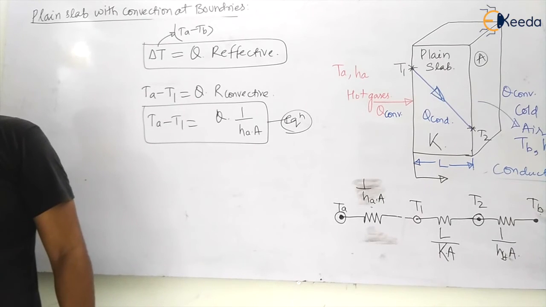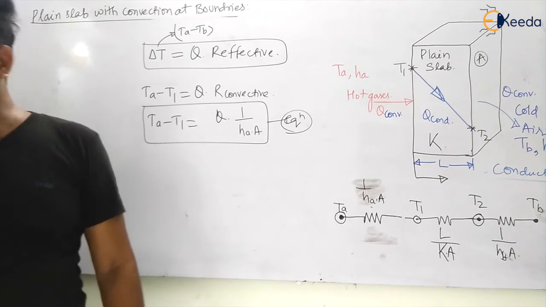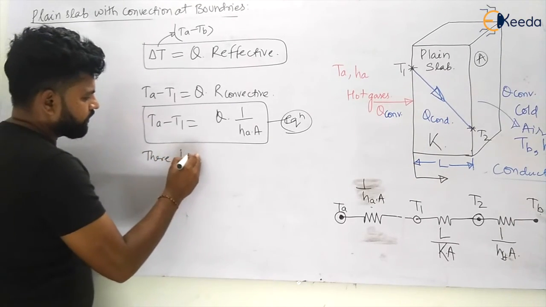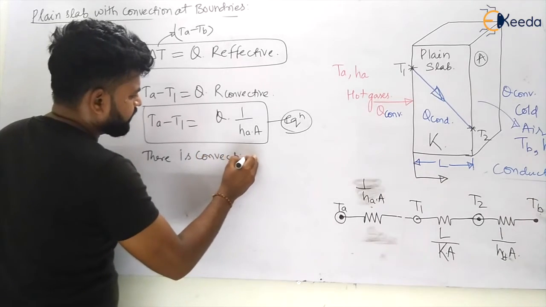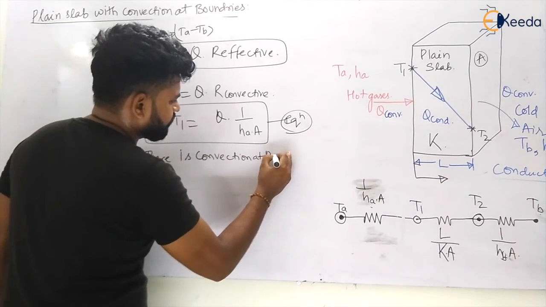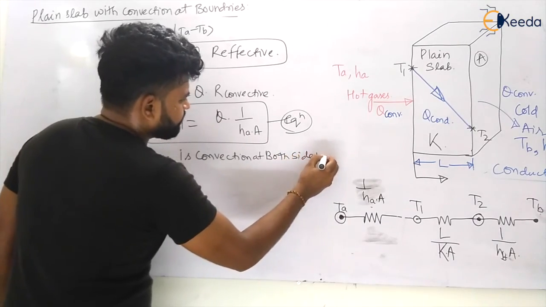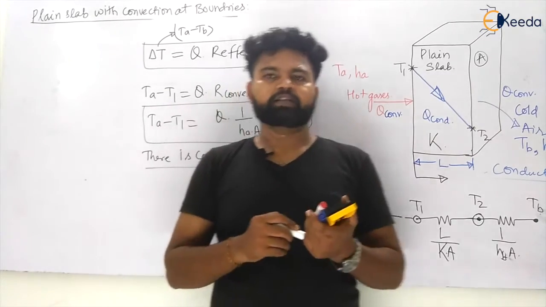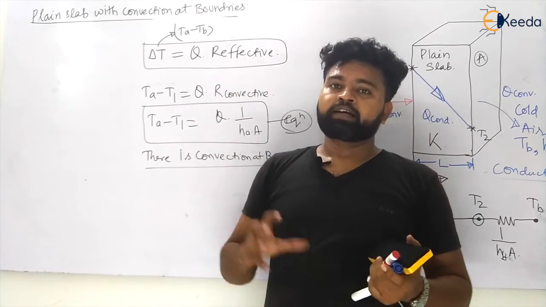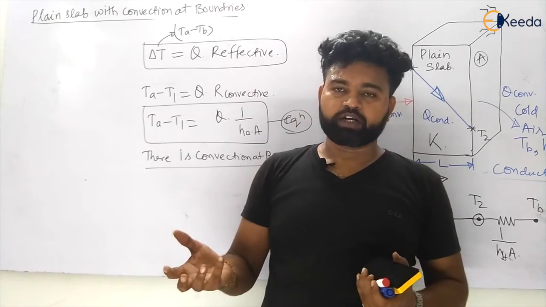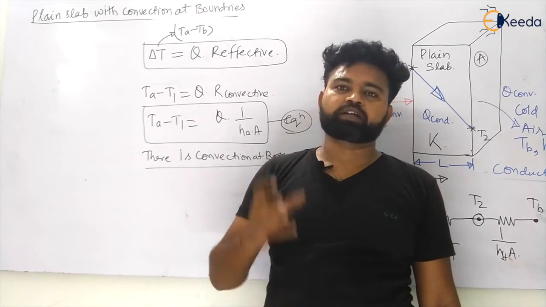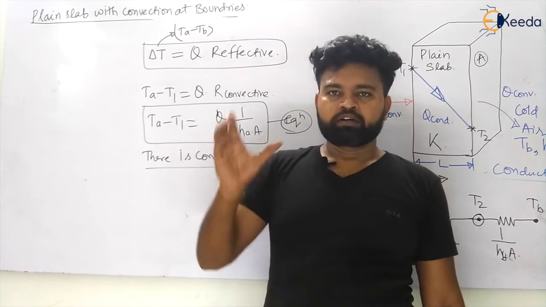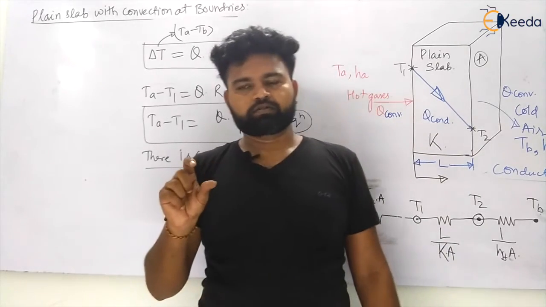So in this plane slab case, there is convection at both sides. There can be many examples where there is convection at both sides, like a coffee mug: hot coffee is inside, and outside there is cold air of the surrounding. There can be water in a steel bottle, when the water inside the bottle is hot and there is cold air outside. So there will be heat transfer.